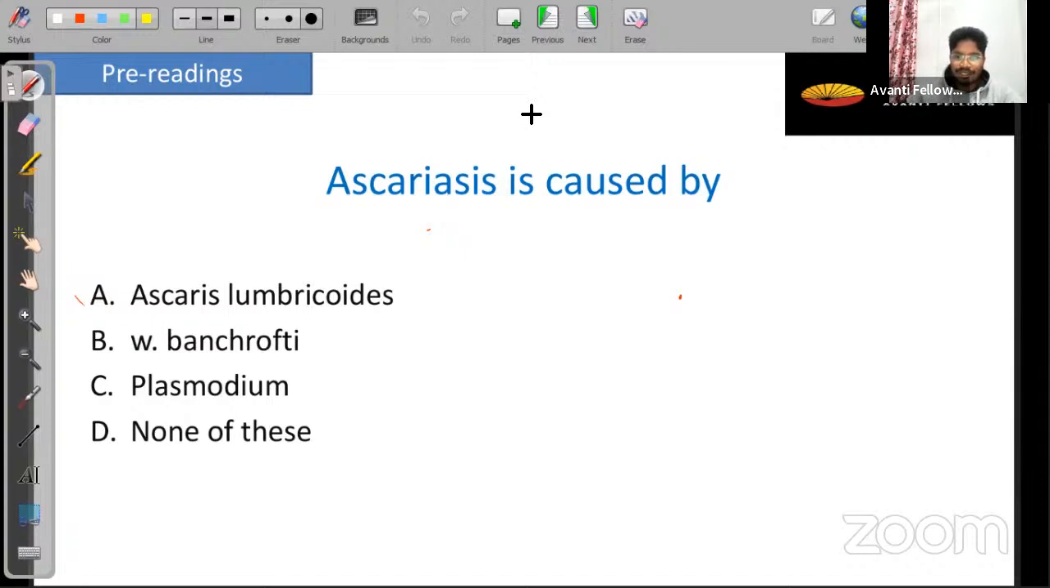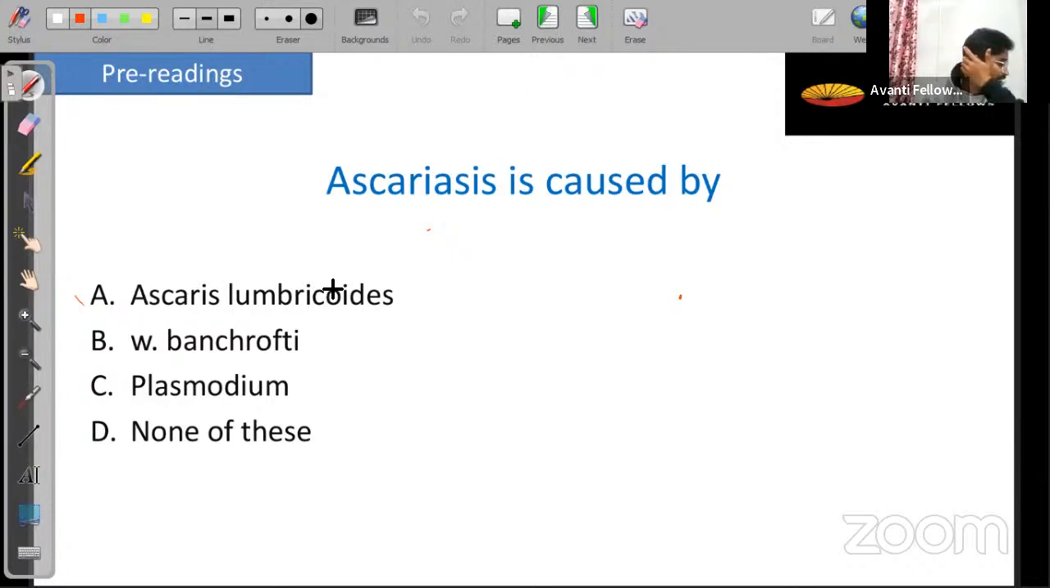So I'm ending the poll now and I'll be sharing the result with you people. The result is very common. Everyone has chosen option A, no one has chosen option B, C, and D. Let me stop sharing and I'll explain it to you. That's a great thing that everyone has answered correctly. The correct answer is option A, that is Ascaris lumbricoides.